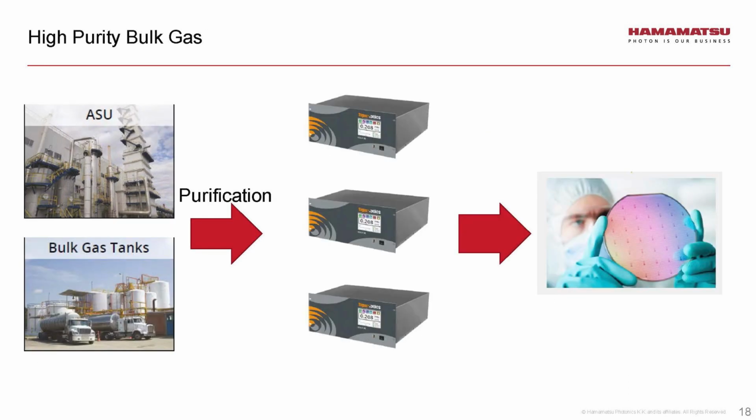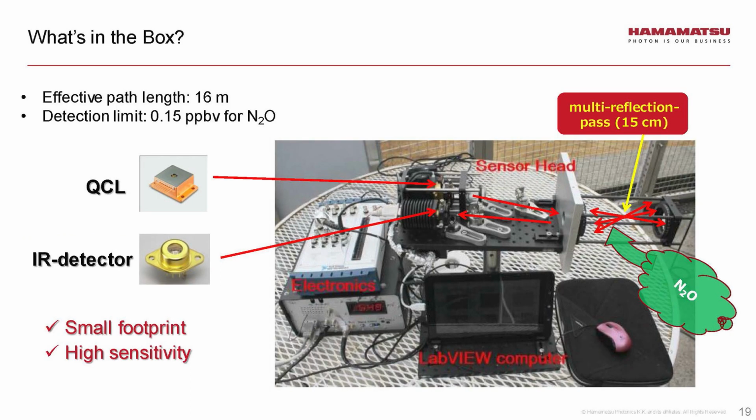So in terms of going into the bulk gas side of it, again, you have your ASU, your bulk tanks, you have a purification stage, and in this case, you could have your little stack of laser analyzer systems, and then it could go to process. And I'm going to show some quick examples. This is courtesy of Tiger Optics in terms of readings that they took over the course of 24 hours.